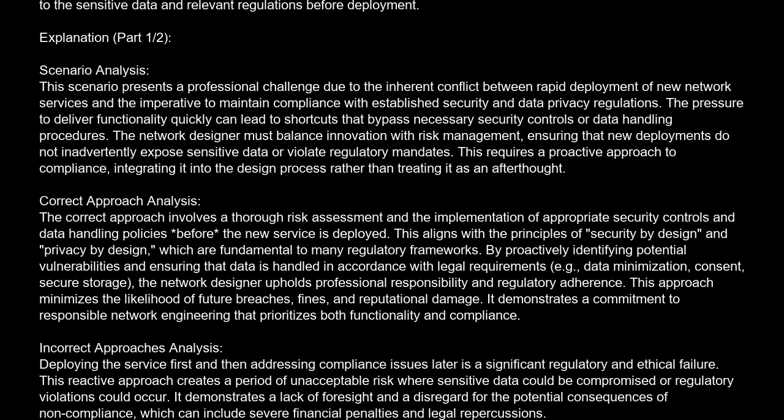The correct answer is D. Conduct a comprehensive risk assessment and implement specific security controls and data handling policies tailored to the sensitive data and relevant regulations before deployment. Explanation.